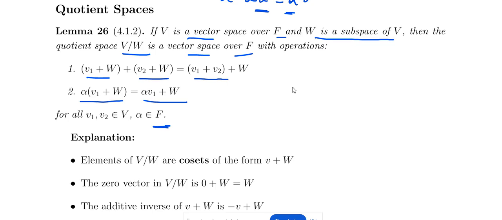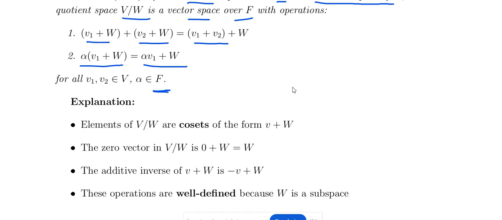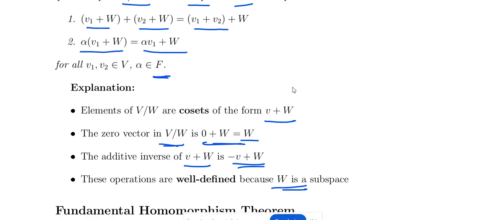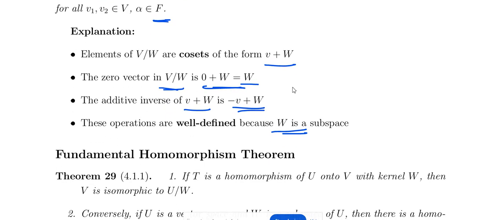So the elements of V by W are of the form cosets, left cosets, that is V plus W. The zero vector is 0 plus W equal to W. This is the zero vector. We have already seen this a little in rings. And the additive inverse of V plus W is minus V plus W. So the operations are well defined because W is a subspace.